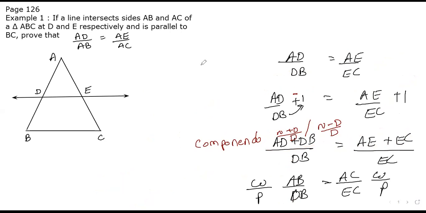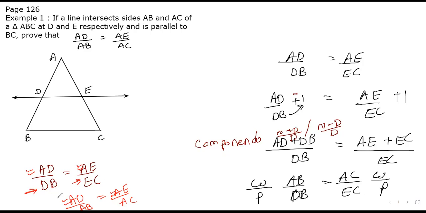Now, again I'm coming back. What I already have with me is AD upon DB is equal to AE upon EC. Part upon part is equal to part upon part. And what do we want to prove? We want to prove that AD upon AB is equal to AE upon AC. Part upon whole. The numerator has to remain the same. No change is expected at the numerator. Change is expected at the denominator.